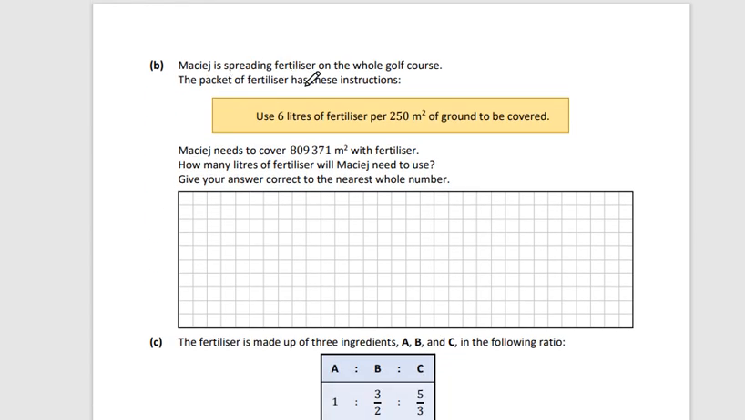Part B then, so they're spreading fertilizer on the whole golf course. The packet of fertilizer has these instructions. Use 6 litres of fertilizer per 250 metres squared of ground to be covered. Well, 6 litres can cover 250, so 6 times 250 would be 1500.